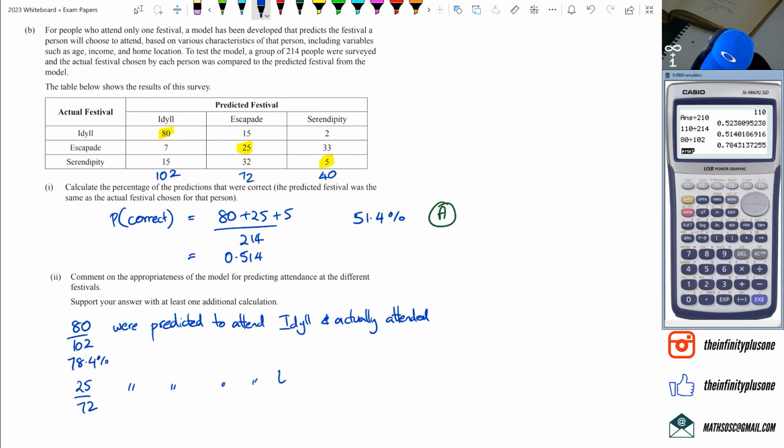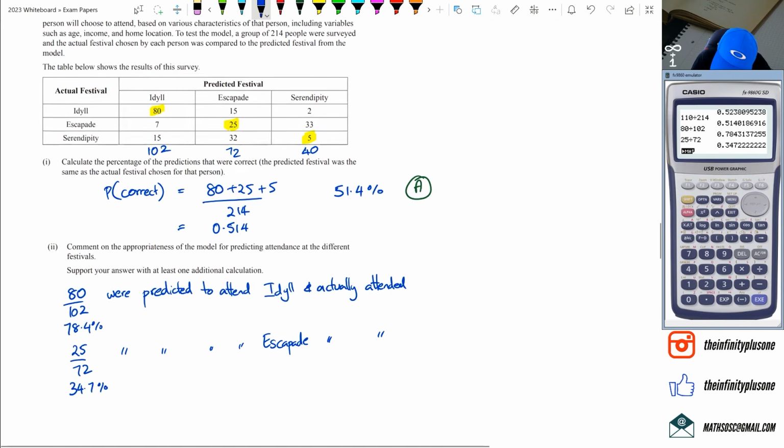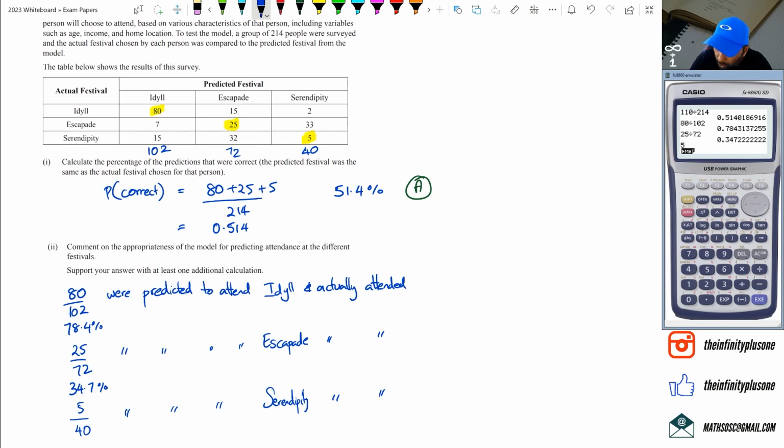I'm going to repeat the statement again, but this time it's 25 out of 72, where they were predicted to attend Escapade and actually attended. 25 out of 72 is 34.7%. Then we've got 5 out of the 40 predicted to attend Serendipity. Sorry, that's just me being lazy and not wanting to write the whole statements. That's 12.5%.